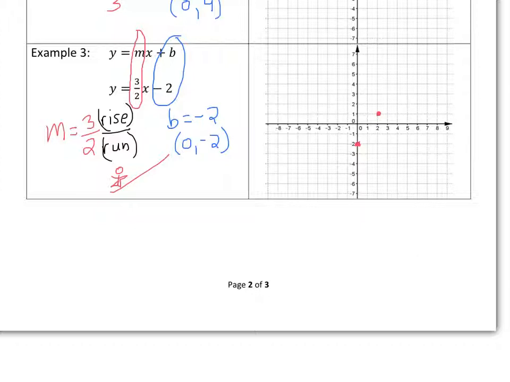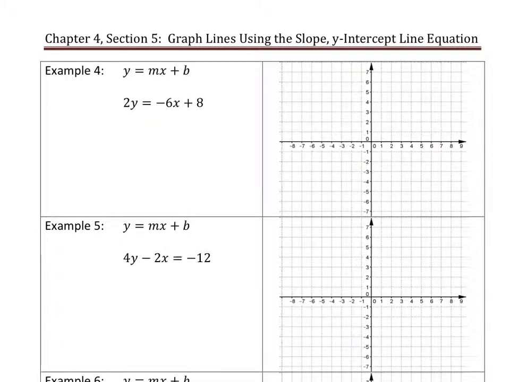Do it again from this point. Up 3, 1, 2, 3, and over 2. Do it again. And we can go in reverse. Go down 3, 1, 2, 3, and over 2. Etc. And I'm going to sketch my nice straight linear function. I have a slope that equals positive 3/2, and I have a y-intercept that equals negative 2. I think you've got the hang of things here.